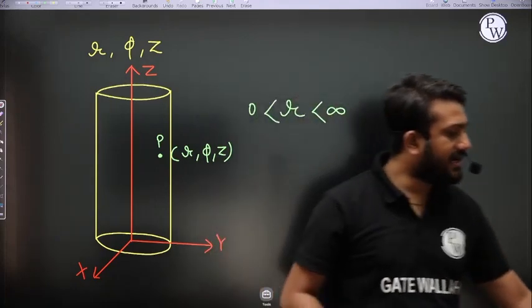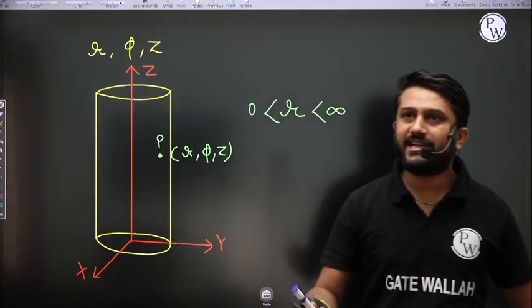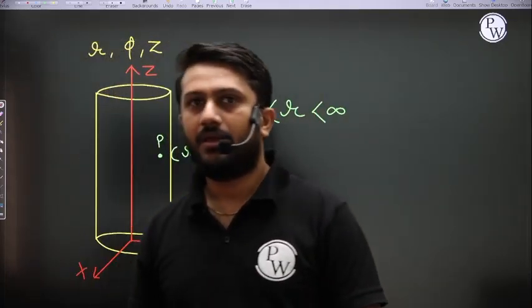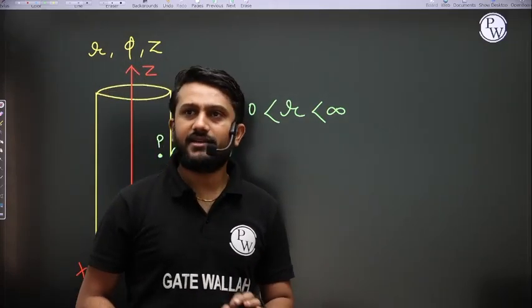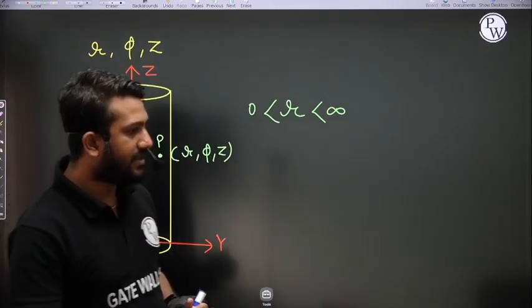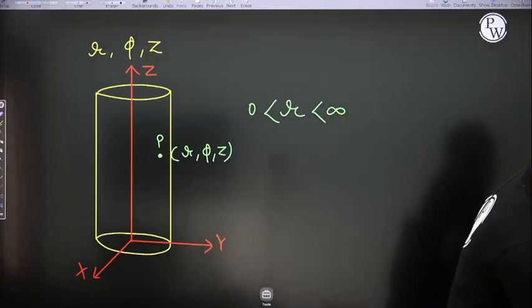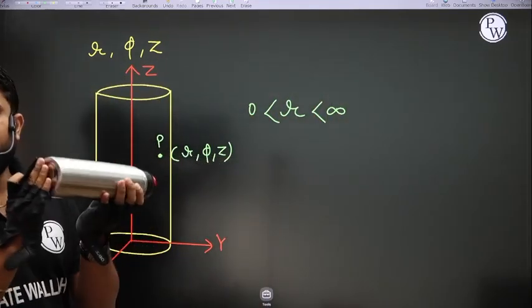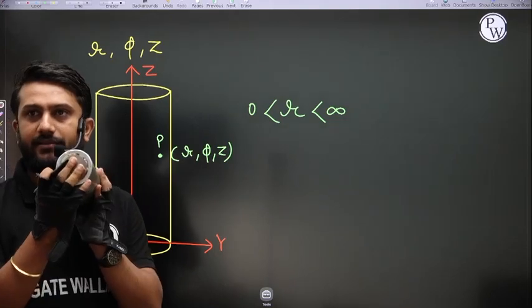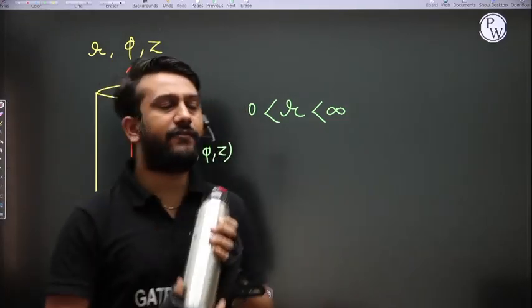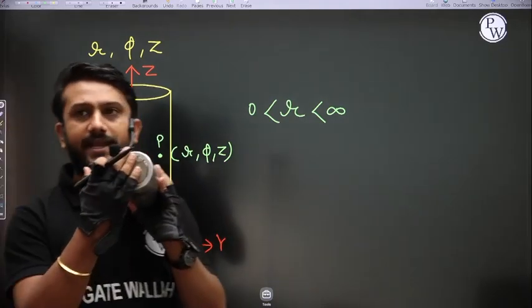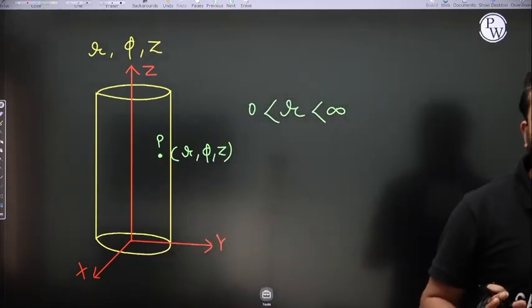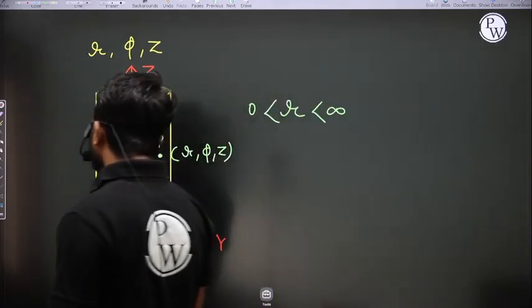This cylinder may be of radius 10 centimeter, this cylinder may be of radius 50 centimeter, this cylinder may be of radius 100 centimeter, right? So first parameter that is required is the radial distance. Now see, if I fix the radius, let us assume radius is fixed, okay? Now focus on this plane. This is the xy plane. If you see this diagram, this plane is the xy plane, and in the xy plane a circle is observed, right?